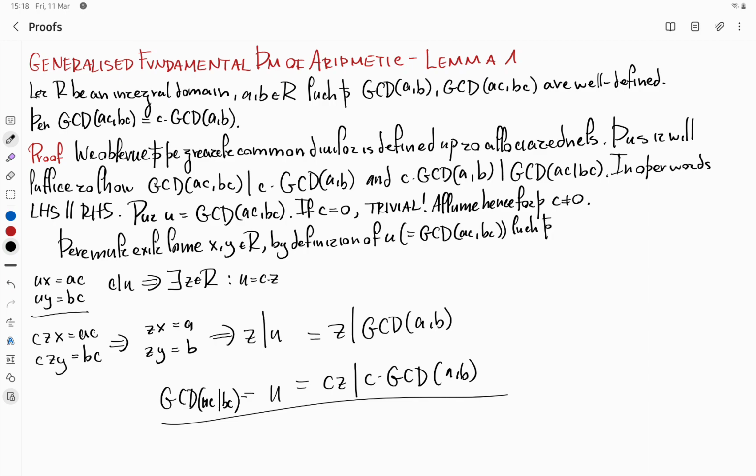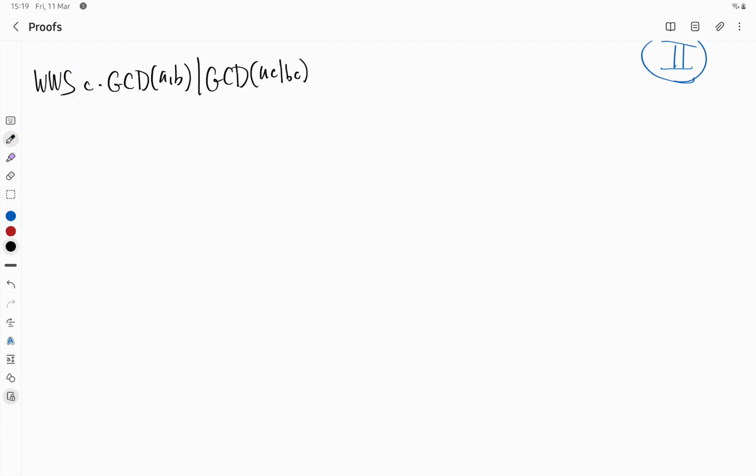Now on to the second bit. So this was part 1, on to part 2. We wish to show that the greatest common divisor of a, b multiplied by c divides the greatest common divisor of ac, bc. Now, since the greatest common divisor of a, b divides both a and b, then c times the greatest common divisor of a, b divides ac, and likewise divides bc.